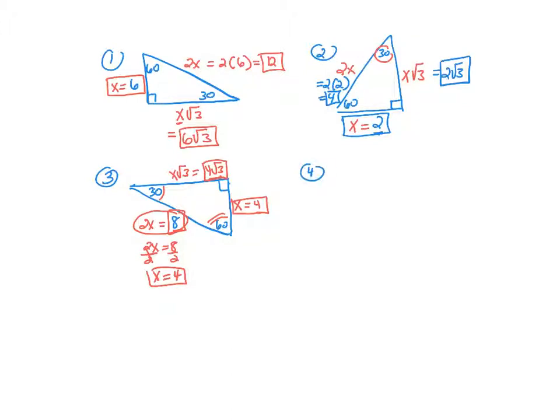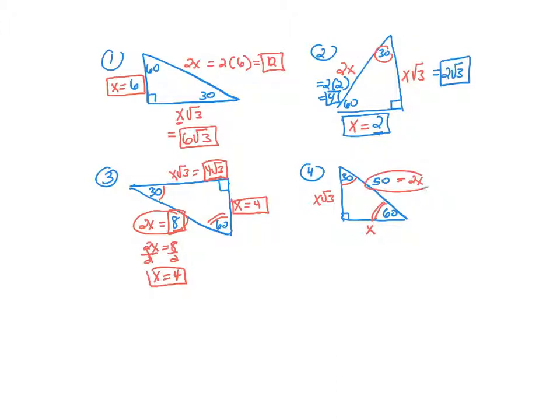And number 4, if we take a look, this time around we have the 60 degree angle labeled in the lower right hand corner, so 30 degrees will be up here. And we're also told that the hypotenuse is 50. So label your sides according to the relationship to the angles. Across from 30 degrees gets the x. Across from 60 degrees gets x square root of 3. And the hypotenuse is 2x.